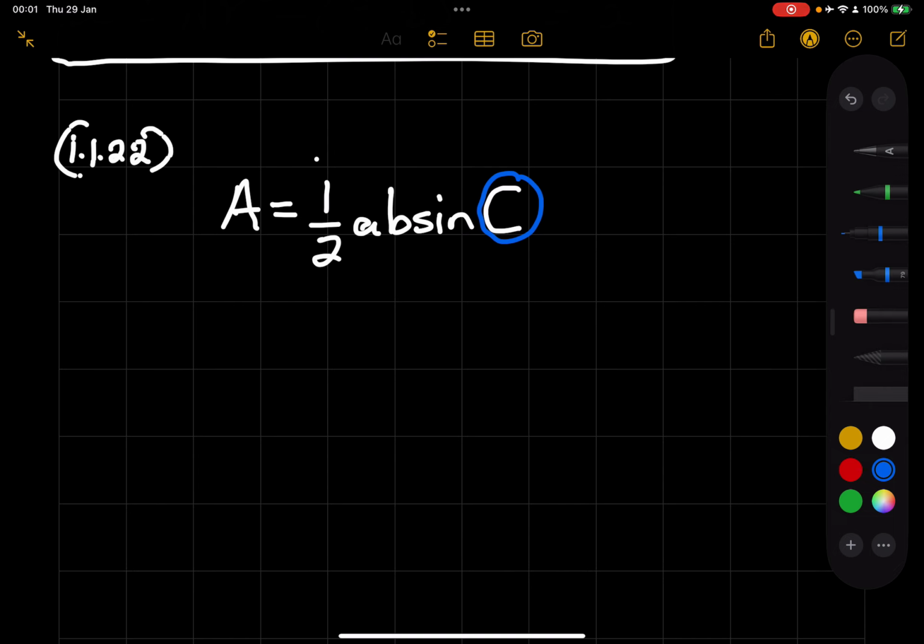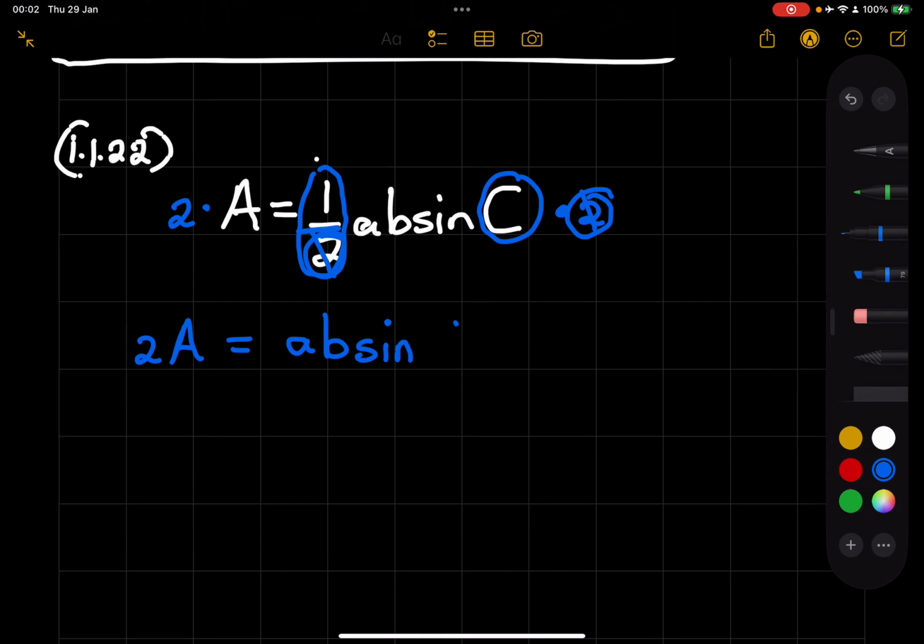Obviously, we need to remove this fraction, which is a half. We're going to remove that by multiplying by 2 on both sides. So I'm going to multiply this by 2 and that by 2 so that this and that can cancel. This is on the denominator and that is the numerator, so they cancel each other. So I have 2A is equal to ab sine C.